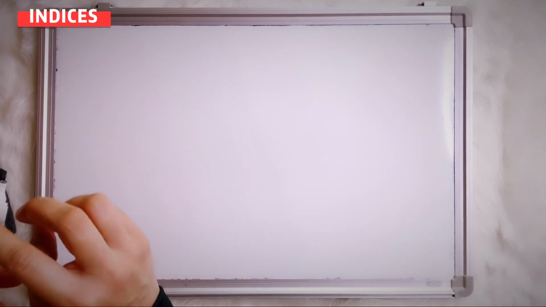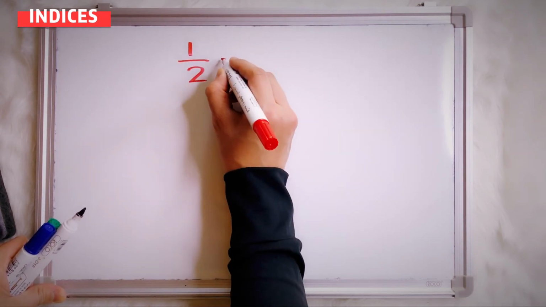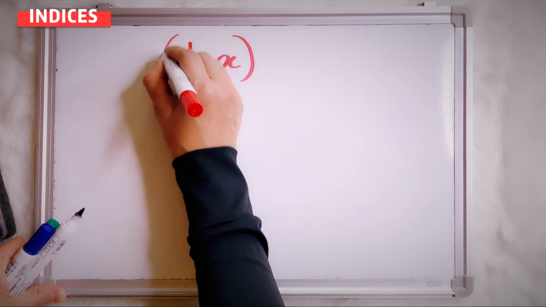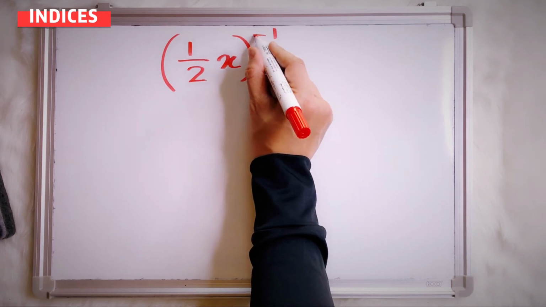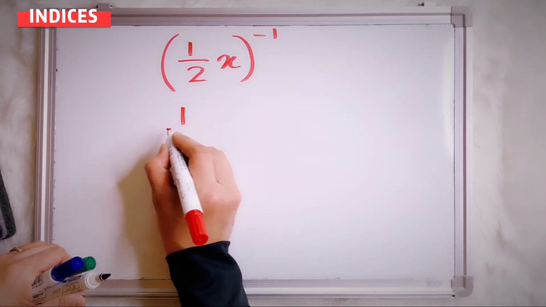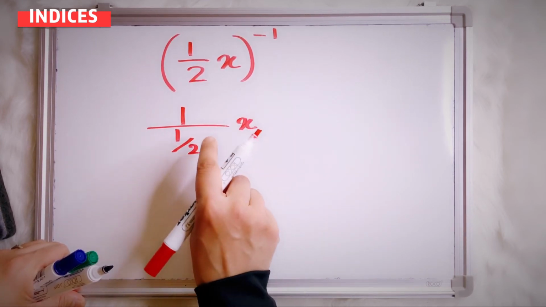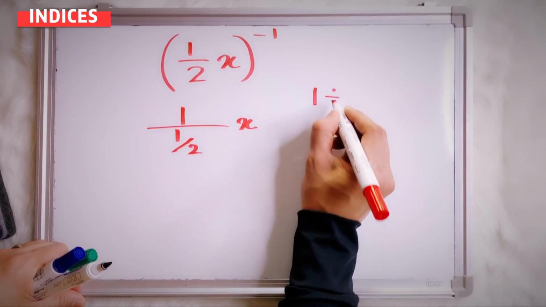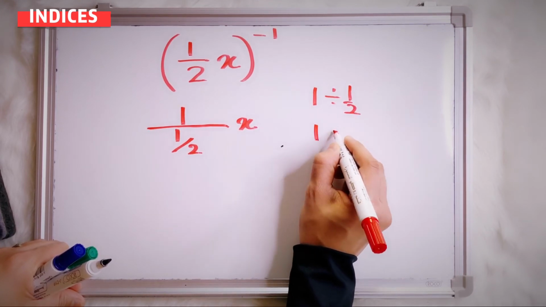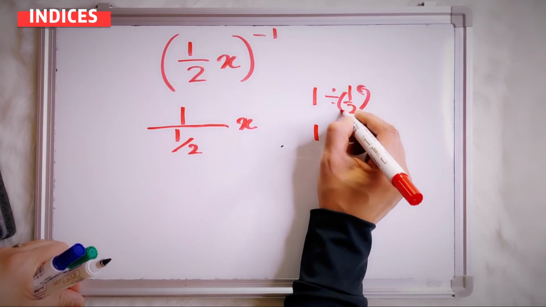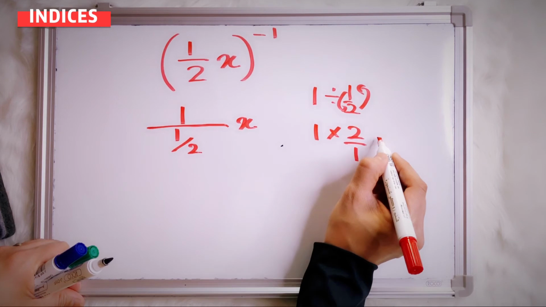Now, let's say I give you something like this. 1 over 2x, to the power of negative 1. So your index now is negative 1. When you see index negative 1, you have to put 1 over. So 1 over 1 over 2, then x. Now here, what does that mean? This line means divide. 1 divided by 1 over 2. When you want to switch to multiply, you have to switch the place. So that means 2 here and number 1 at the bottom. So 1 times 2 equals 2.